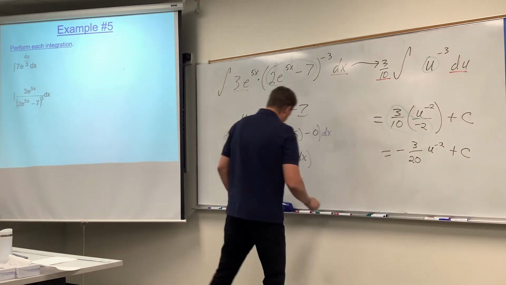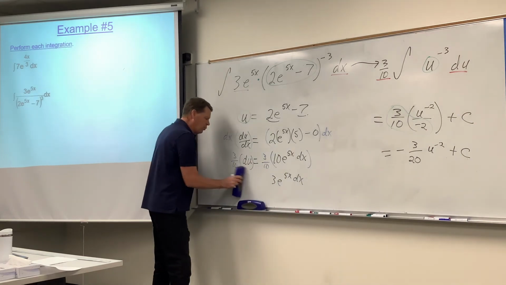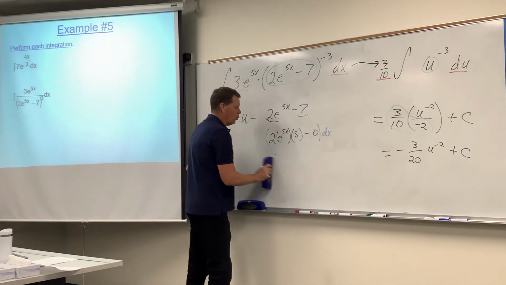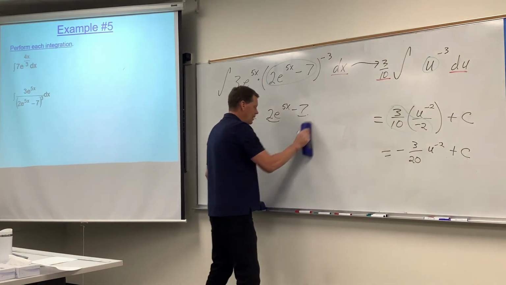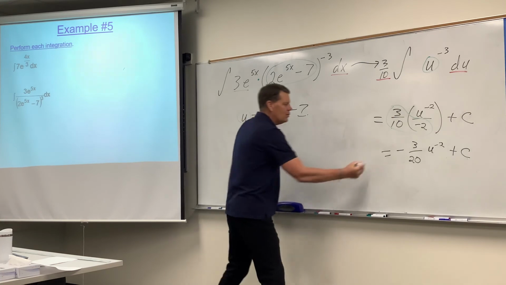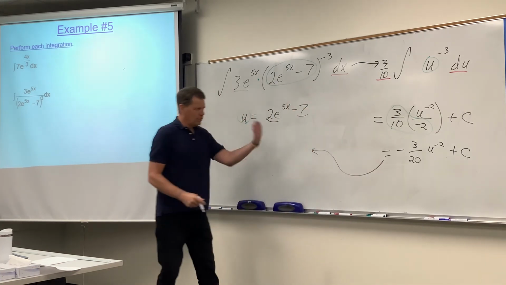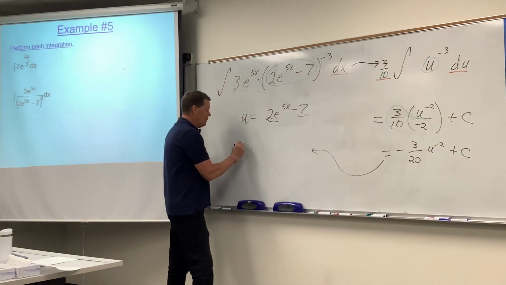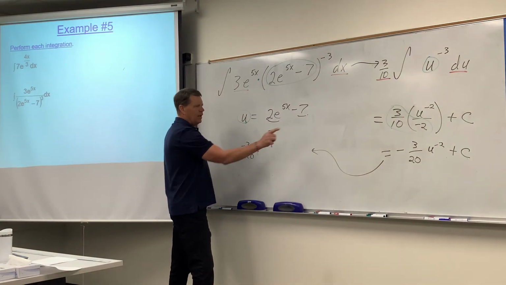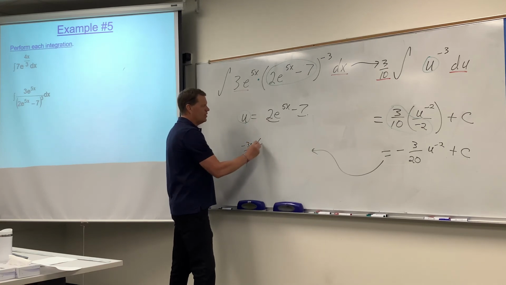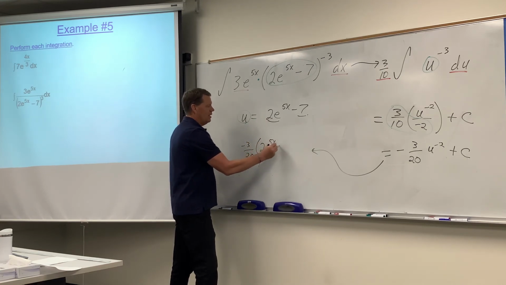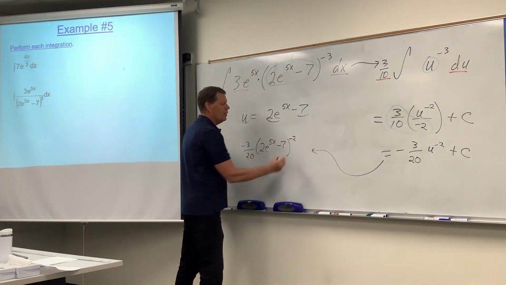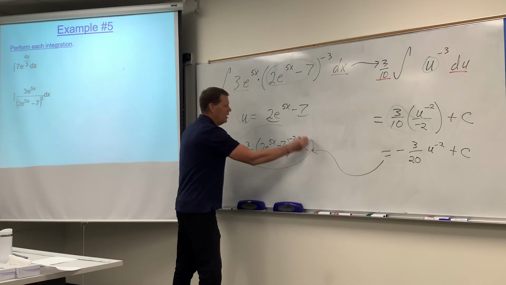Plus c. Now, these will be worth multiple points, and I guess you would get all the points except for one if you were to end it right there, but to get the full credit, you need to remember that on an indefinite integral, you always substitute back. So therefore, this would become negative 3/20 times u, which was the quantity, come back to this, to the negative 2 plus c, there's your answer.